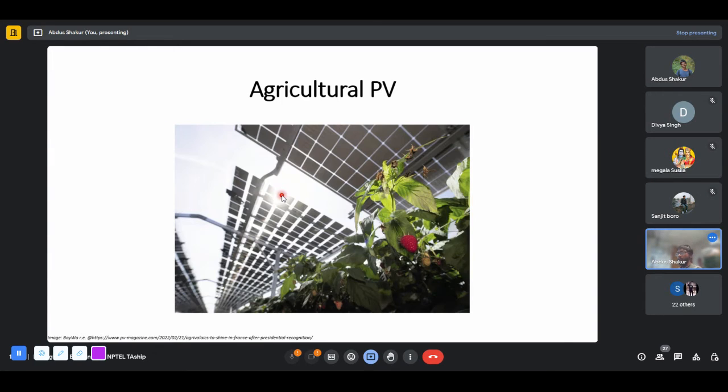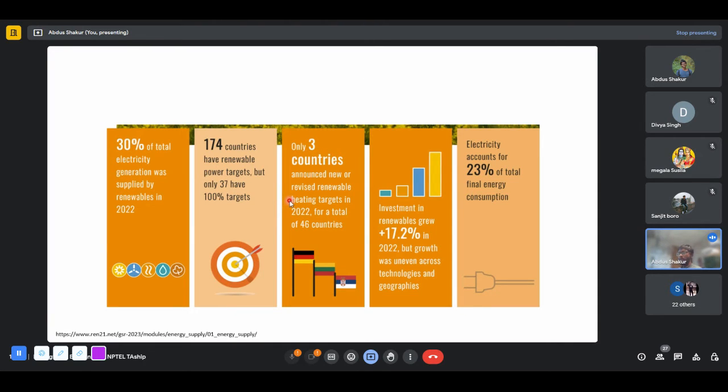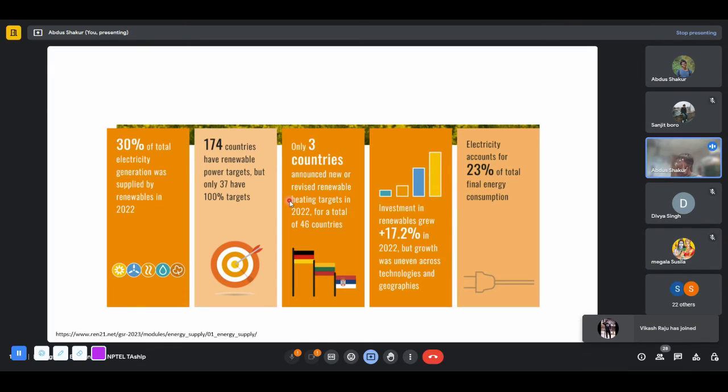And yeah, so that's all about different types of solar panels and how we generate electricity from them. So let's just brush over renewable energy and what the status of it is, and then we can talk about the current status of solar energy.